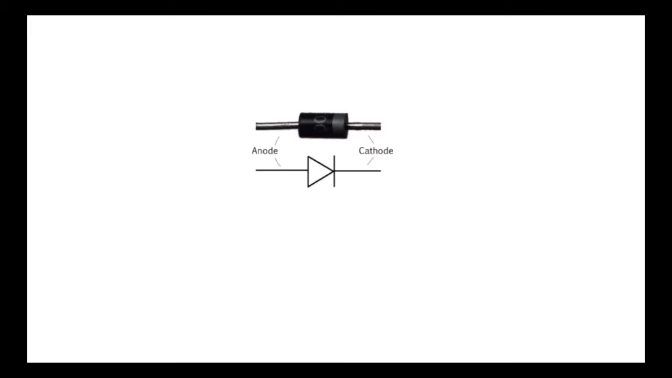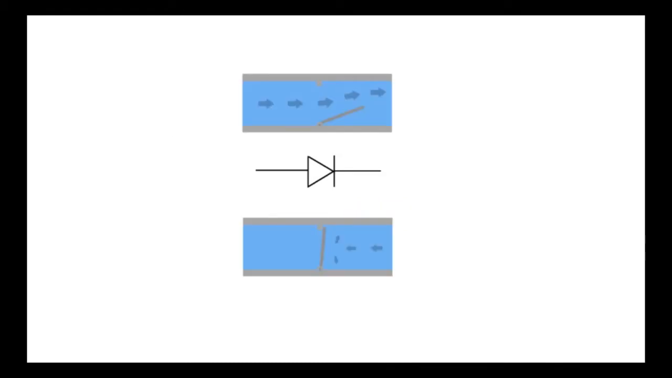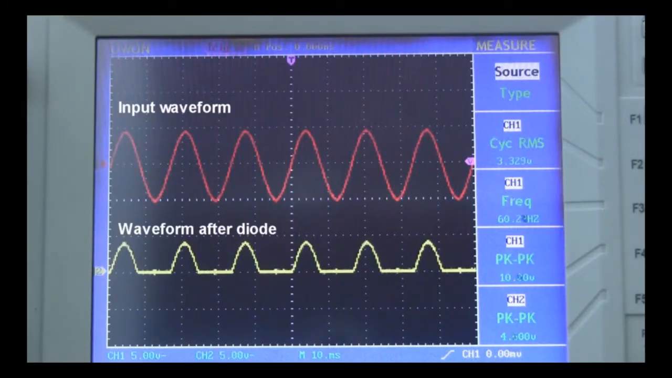But what is a diode? A diode is a device that only allows current to flow in one direction. A helpful way of remembering this is to compare diodes to water valves that only allow water to flow one way. So if you feed an AC voltage or current through a diode, the negative voltage will just get blocked off, and you'll be left with only the positive half of the waveform.